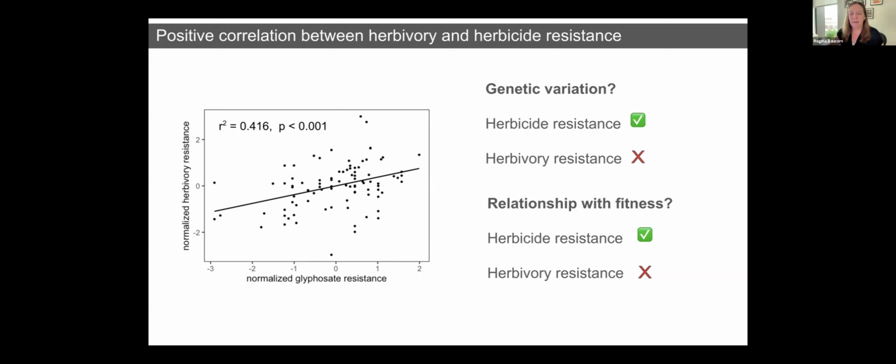So effectively, what these data are suggesting together is that, given the presence of genetic variation for herbicide resistance and the link between herbicide resistance and fitness, in the presence of glyphosate we would predict that glyphosate resistance could evolve to increase levels over time, and that herbivory resistance would probably hitchhike along with herbicide resistance, but by itself would not evolve.